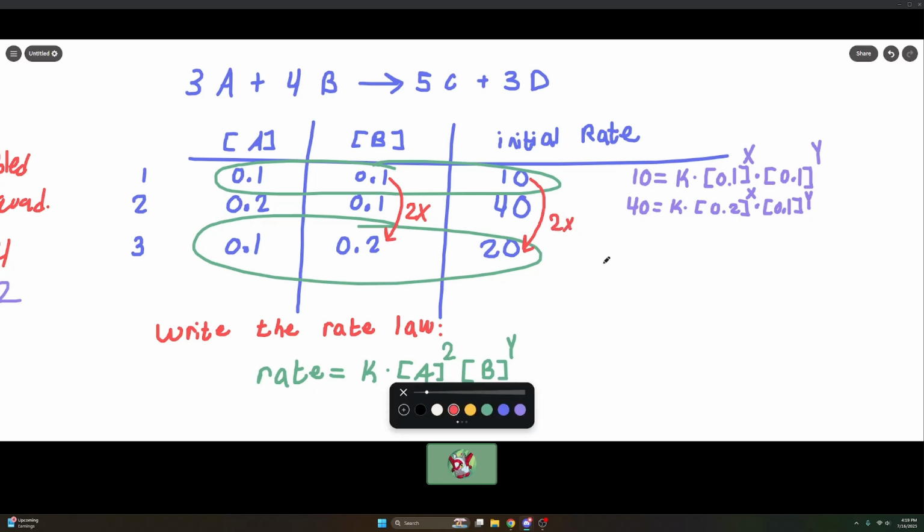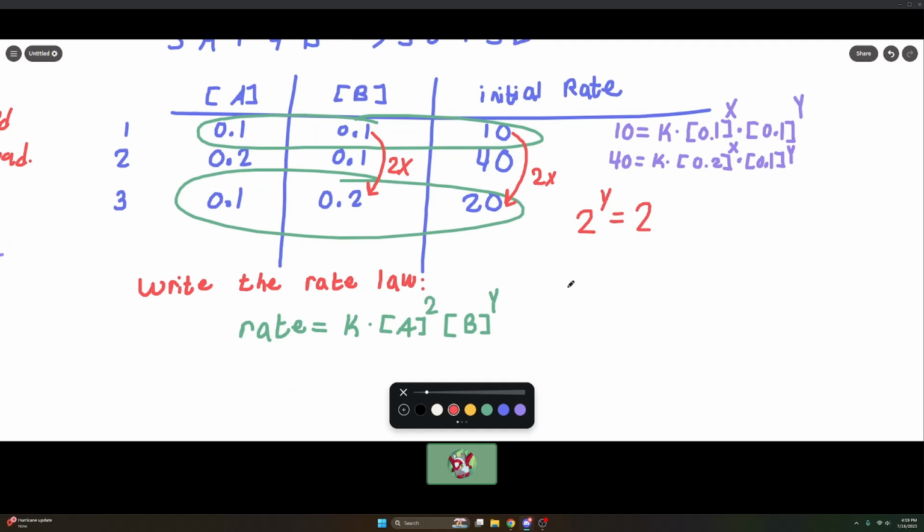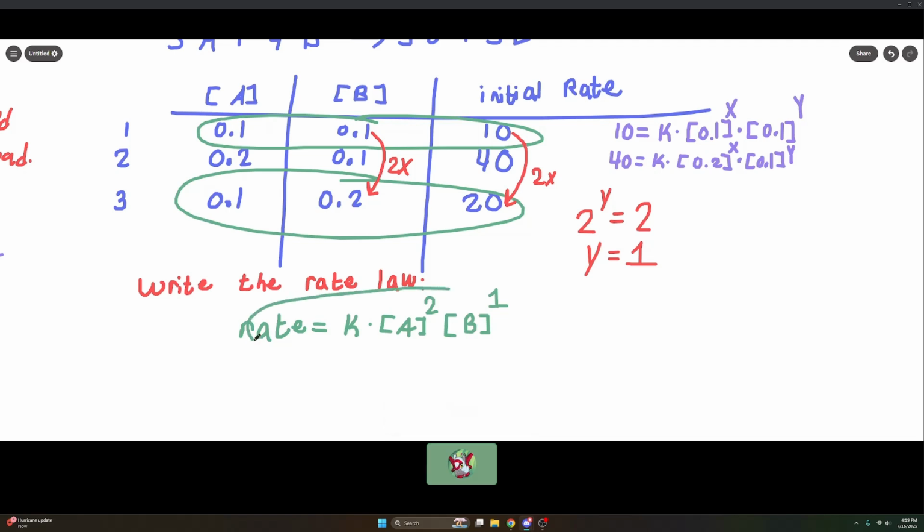Okay, so because B doubled, that means 2 to the y equals 2 because my rate doubled. Well, 2 to what power equals 2? I think y equals 1. And that means I have completed my rate orders. I now know the rate orders for both of my reactants.